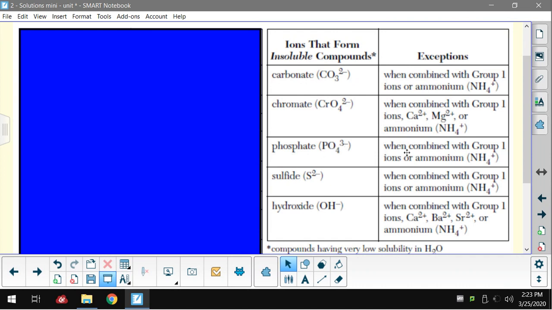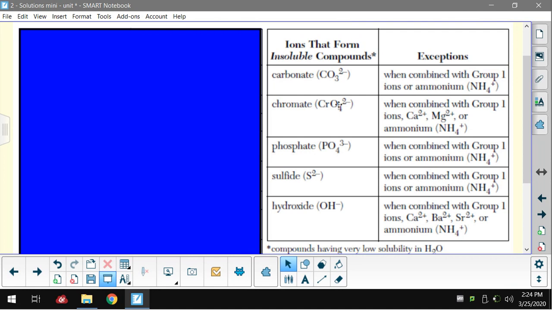Then you have phosphates. They're insoluble, except with the group 1s and ammonium. Sulfides, the same. Hydroxides, you can also throw some group 2s in there. So calcium hydroxide, barium hydroxide, strontium hydroxide, they are exceptions to being insoluble, meaning they are soluble. That is why this table is so difficult to understand.